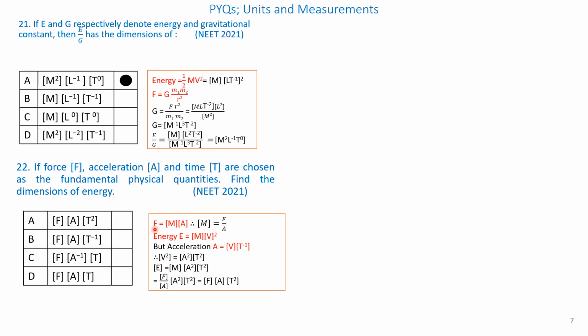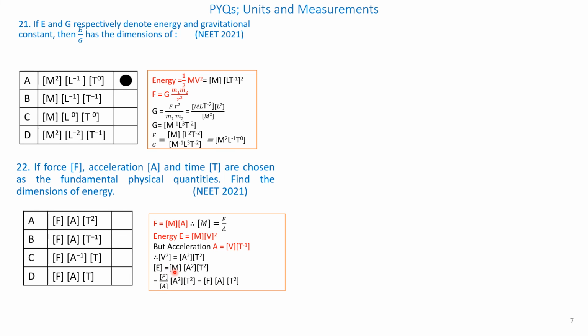Let us analyze. F is equal to, we know, mass into acceleration, that is capital M in terms of dimensions, and A is also given as a fundamental physical quantity. Therefore, M is equal to F by A, rearranging in this line. And we should also remember that energy E is equal to M into V square in dimensions. But acceleration itself is velocity over time, that is V into T to the power of minus 1. Therefore, V square is equal to A square into T square.